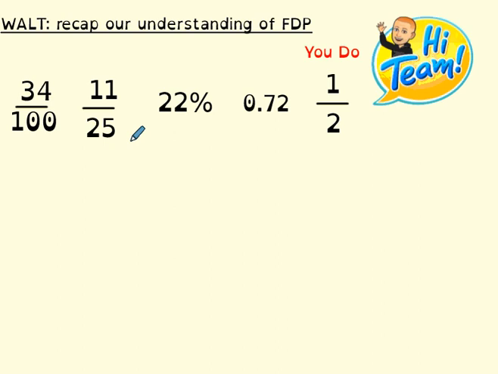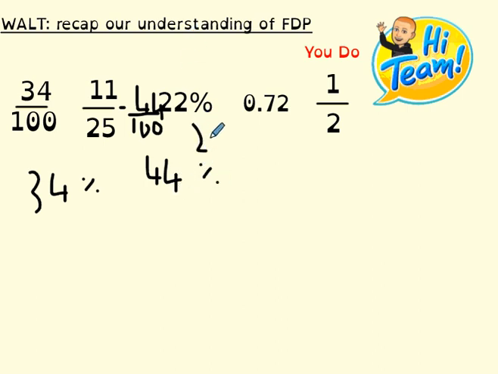So as a percentage then, 34 over 100 is 34%. 11/25. Well, if I times them both by 4, I get to 44 hundredths, which as a percentage is 44%. 22% is, as it was, 22%. 0.72 is 72%. And a half as a percentage is 50%.